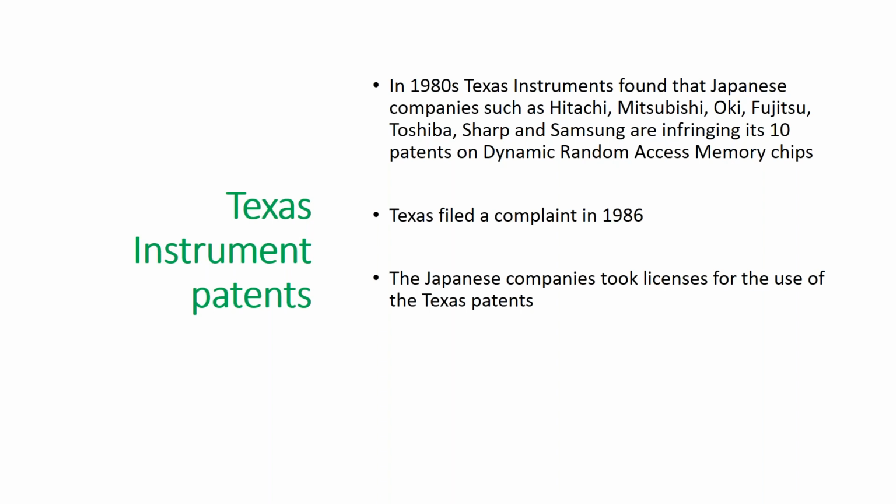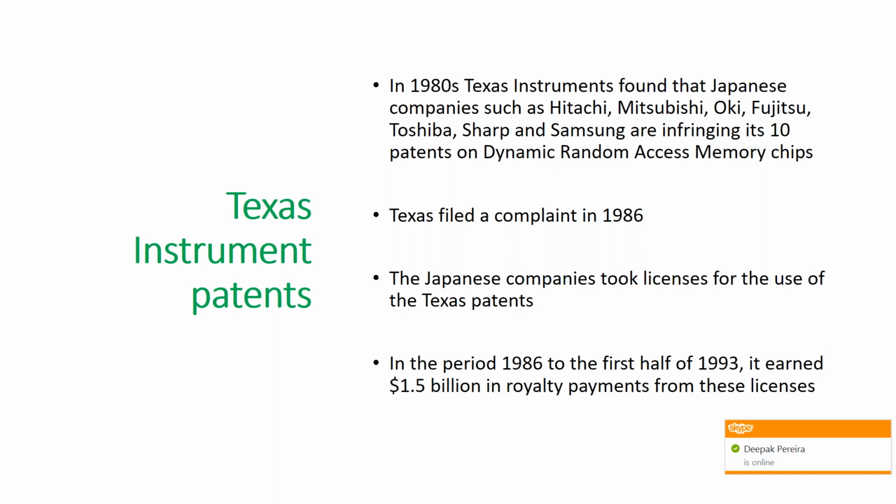So in this case, you see that the Japanese companies took a license. This means that even though they were infringing, later on when they realized or got some notices from Texas Instruments, they took a license, they took permission from Texas Instruments for using the patents.